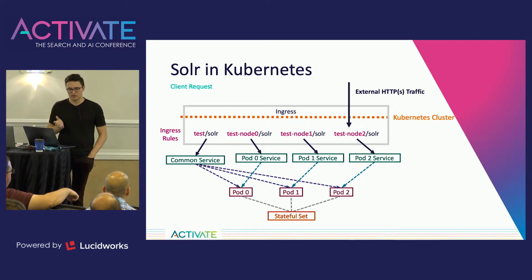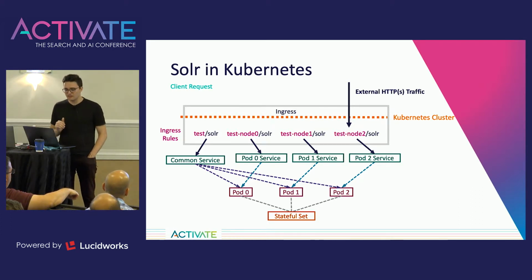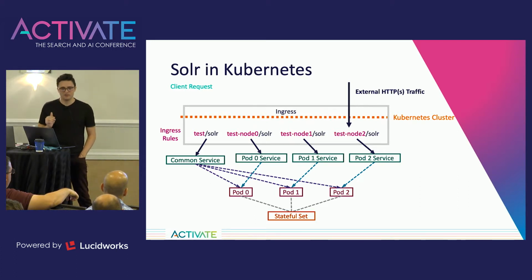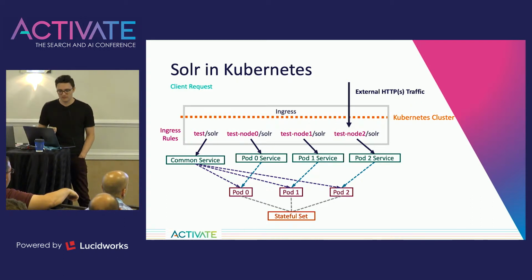So let's say we have a Solr cloud with size 3. So we have 3 Solr nodes here, which are run in pods. They are also mapped to persistent volumes, but we didn't have enough space to put that here. And each of these has a service that allows it to be addressed both internally and externally. And we have one common service, so if you just want to hit any of your Solr cloud nodes and you don't care which one it is, you can just go through that common service.